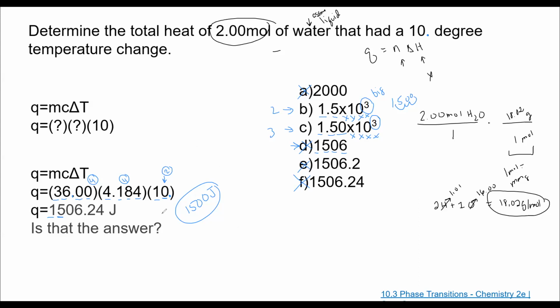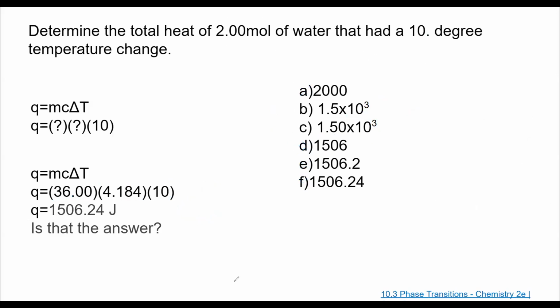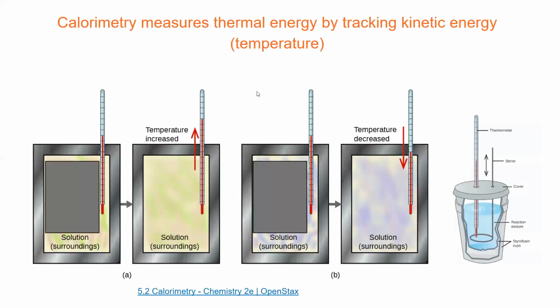Notice you didn't even have to do the problem on this one, because these are all the same number rounded to a different number of sig figs. So sometimes they do that for you as well.